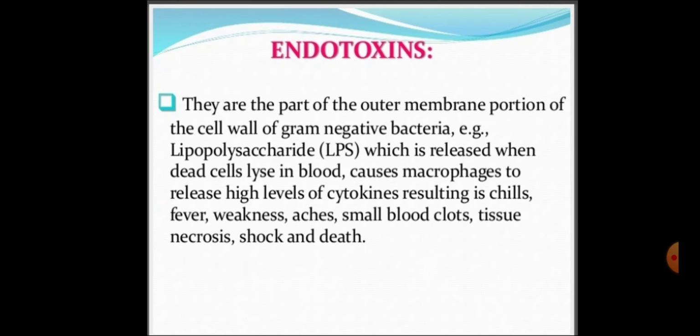Second are the endotoxins. These are part of the outer membrane portion of the cell wall of gram-negative bacteria. LPS, which is released when dead cells lyse in the blood, causes macrophages to release high levels of cytokines, resulting in chills, fevers, weakness, aches, small blood clots, tissue necrosis, shock and death.